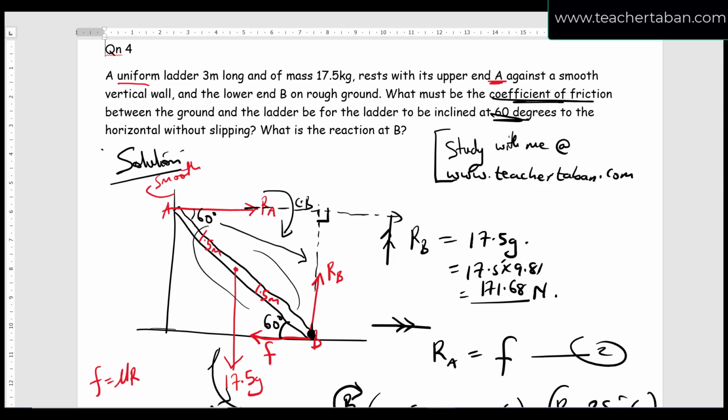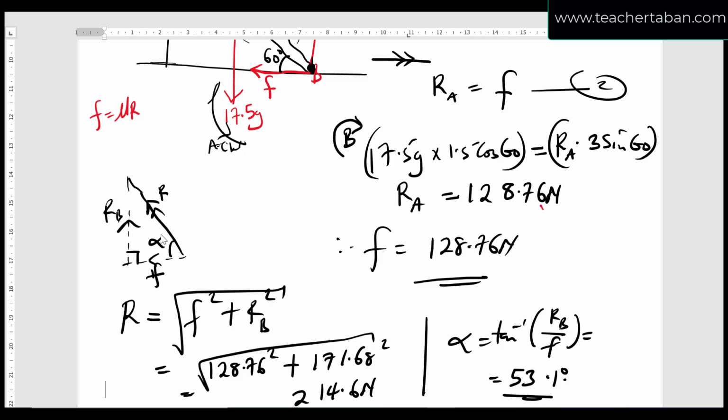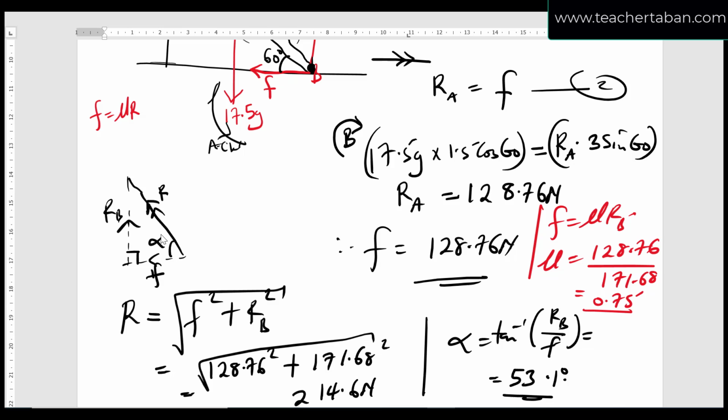And in case they ask for the coefficient of friction, if they ask for the coefficient of friction, we simply come and say that the frictional force is given by mu times RB. So our coefficient of friction will be equal to 128.76, that's the friction, divided by the reaction at B, which is 171.68, and get your answer as 0.75. All right.